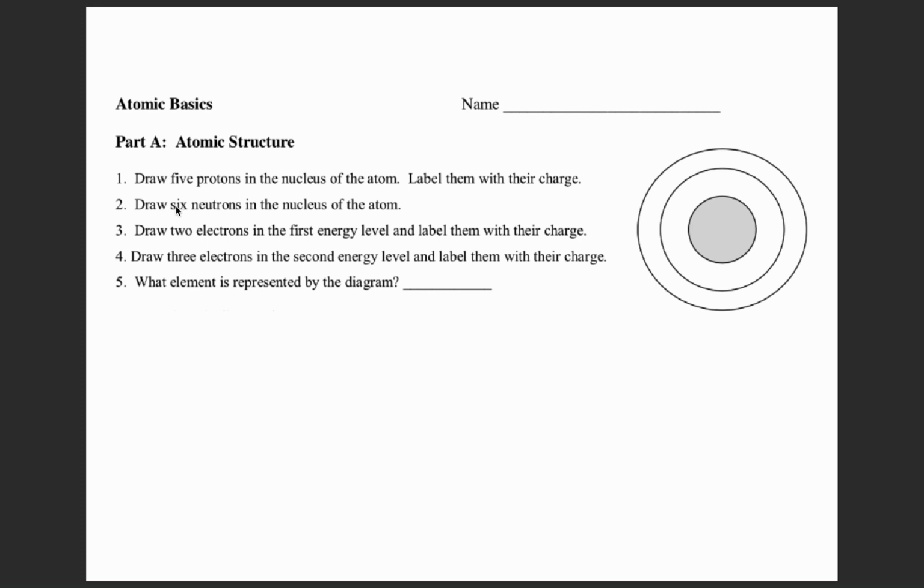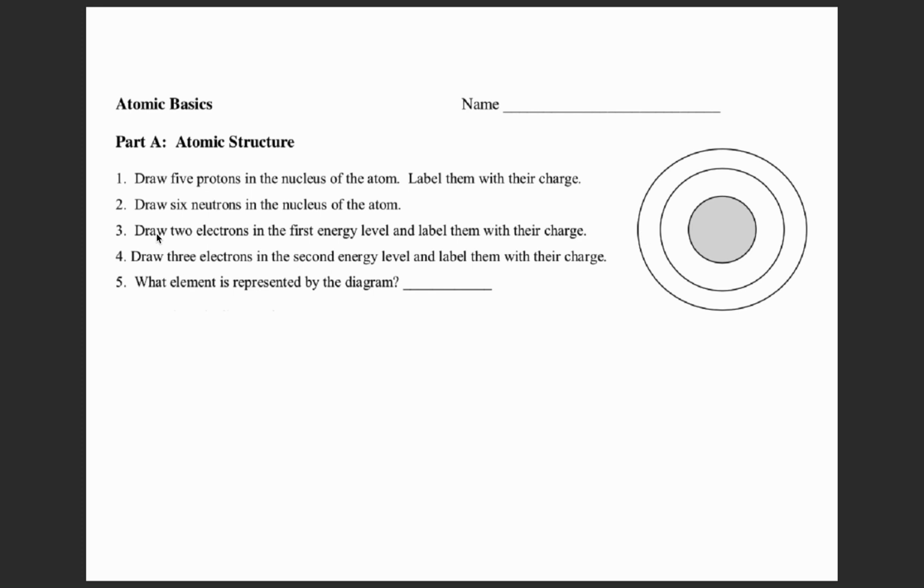Number 2, draw 6 neutrons. Neutrons are neutral and they have no charge. And so to represent a neutron, we draw zeros. And so I will also draw 6 zeros inside of this circle. So 5 plus signs and 6 zeros, and that will complete my nucleus, or the center of my atom.